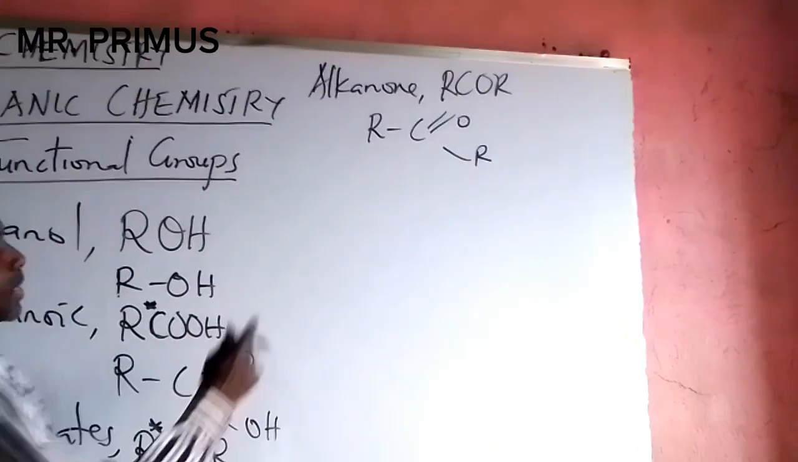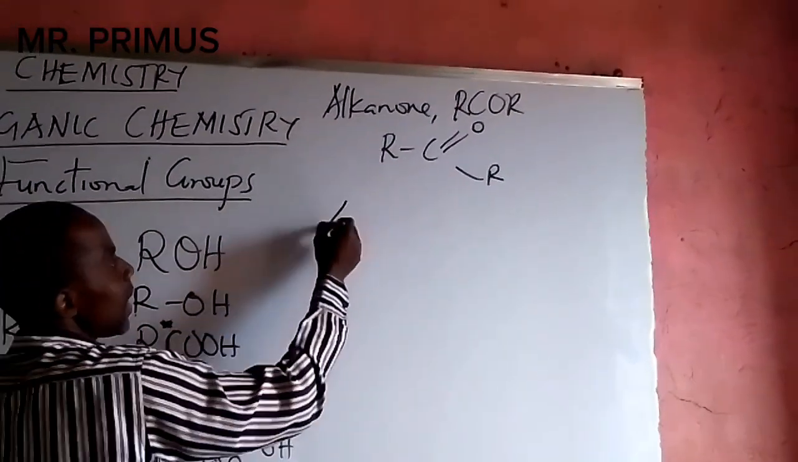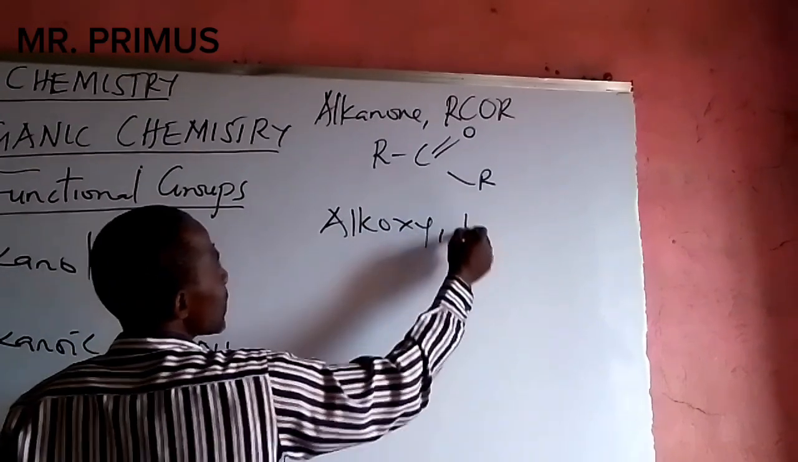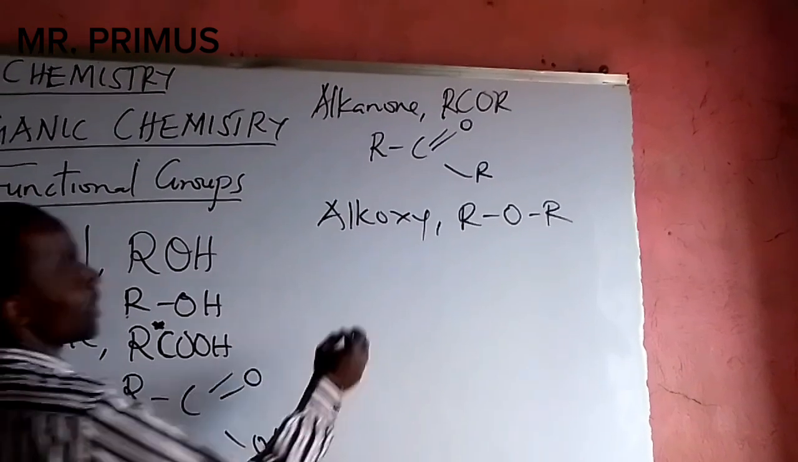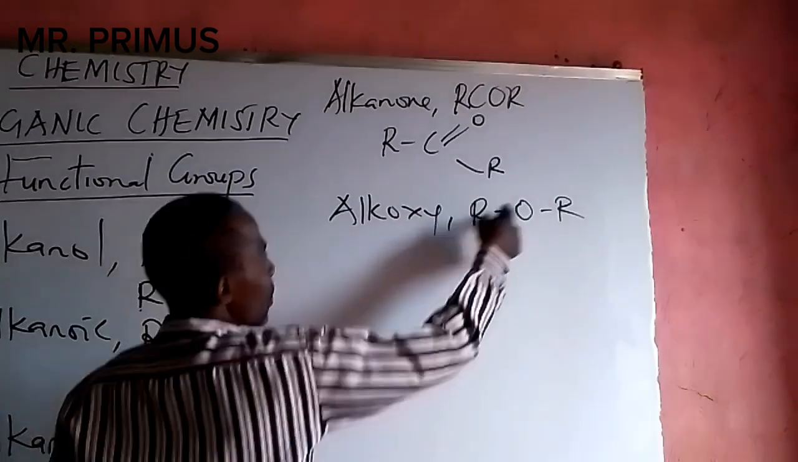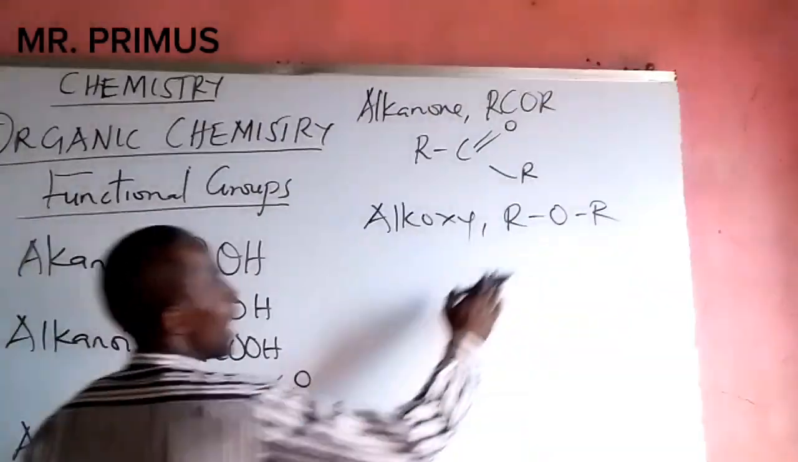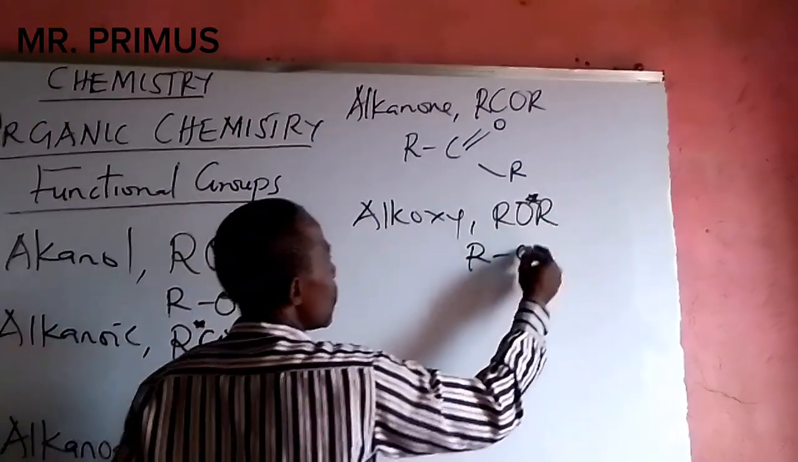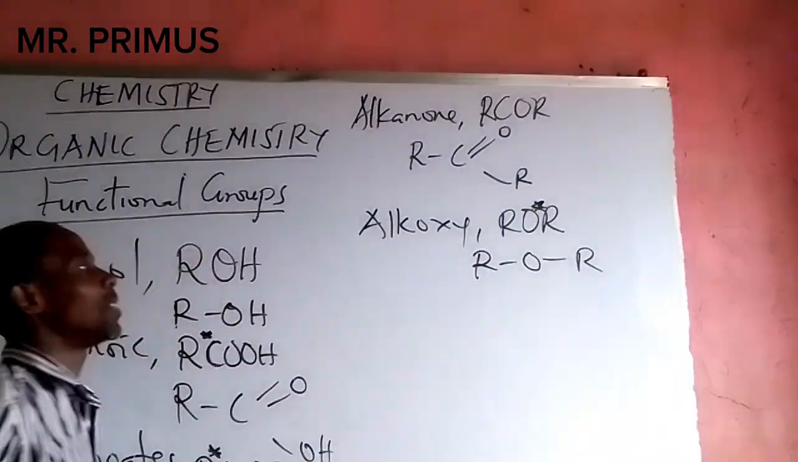Alright, so let's go like this. Alright, this hole, yeah? Next one, alkoxy. Alkoxy is R-O-R. That's it. So R, alkoxy. I put it like this, rather. Then R-O-R, methoxybutane, and all the rest of them.